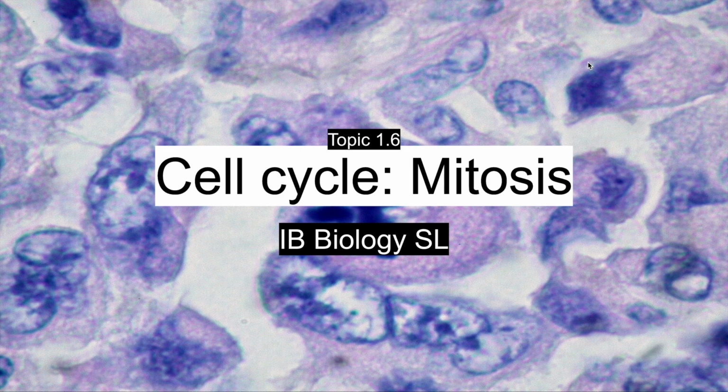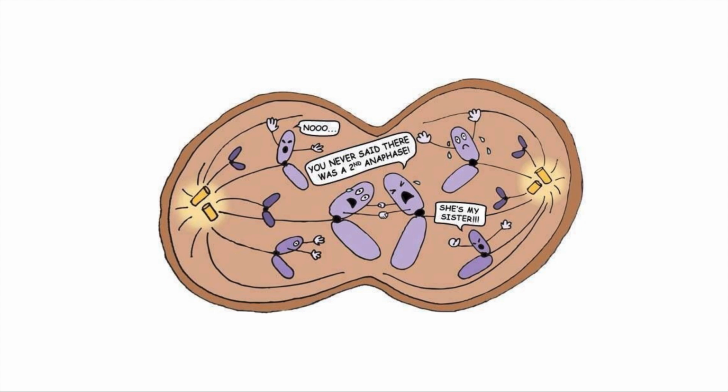Okay, so today I will be talking about the cell cycle and mitosis, and this is part of topic 1.6 of the IB biology syllabus. So first of all, mitosis is the division of the nucleus into two genetically identical daughter nuclei. Now in GCSE we usually say daughter cells, but it's important that we recognize that mitosis is in fact the division of the nucleus into two genetically identical daughter nuclei.